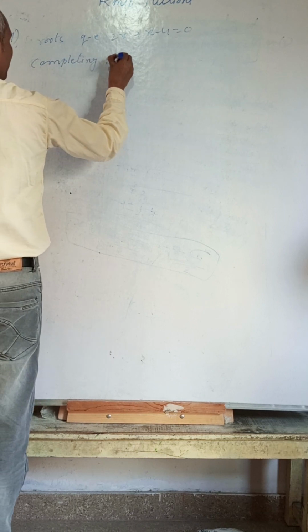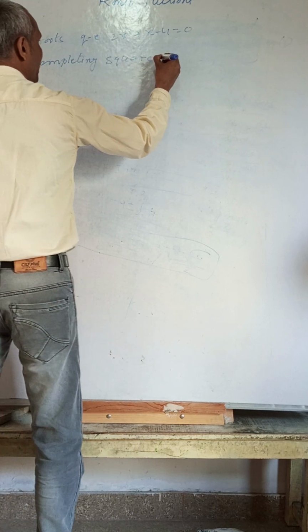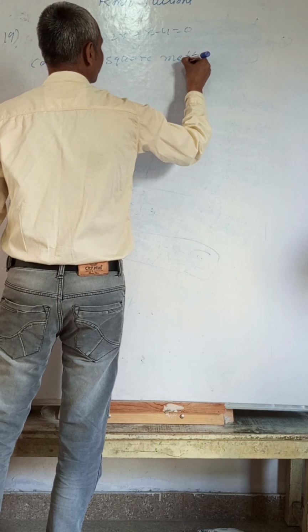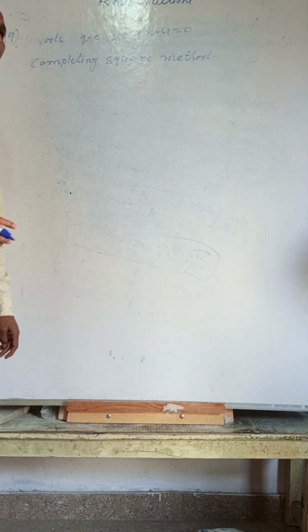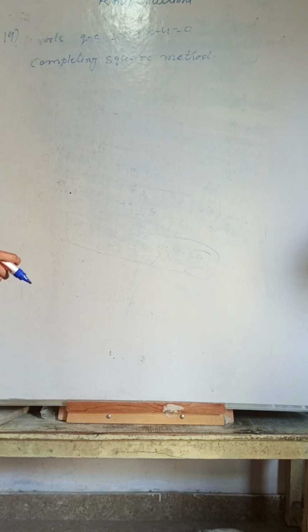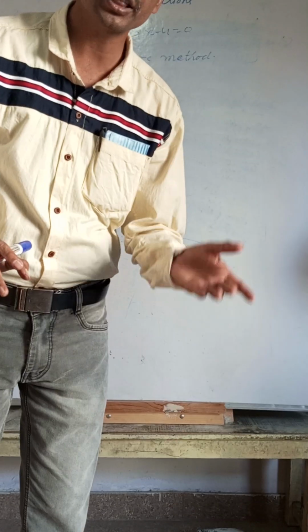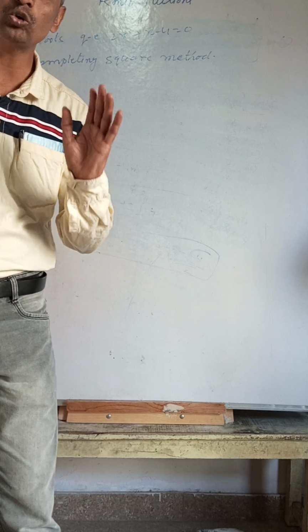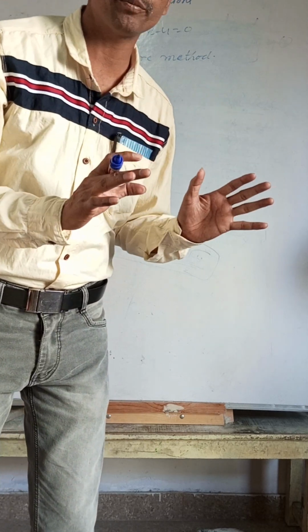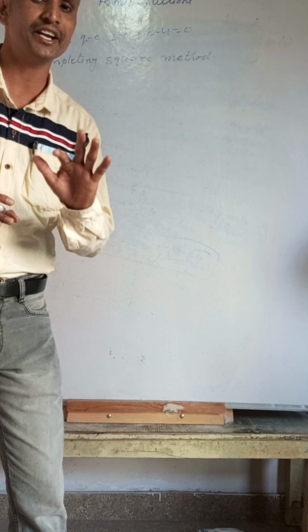Completing the square method. How to find the completing the square method? The same question you will see on my YouTube channel only. In that playlist you will find how to do the completing the square method. You will search in that, and it will be there.